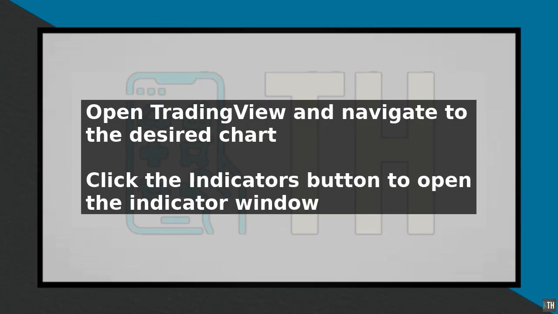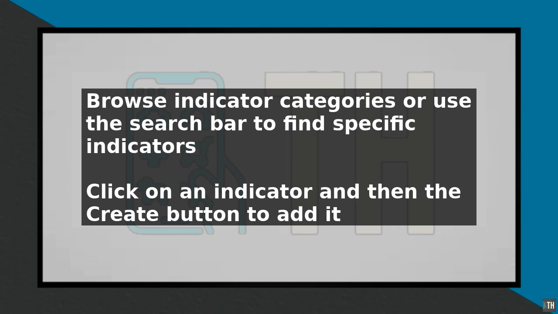In the indicator window, you can browse through the various categories of indicators, such as trend, momentum, and volatility. You can also use the search bar to find a specific indicator by name. Once you have found the indicator you want to add, click on it and then click the Create button.